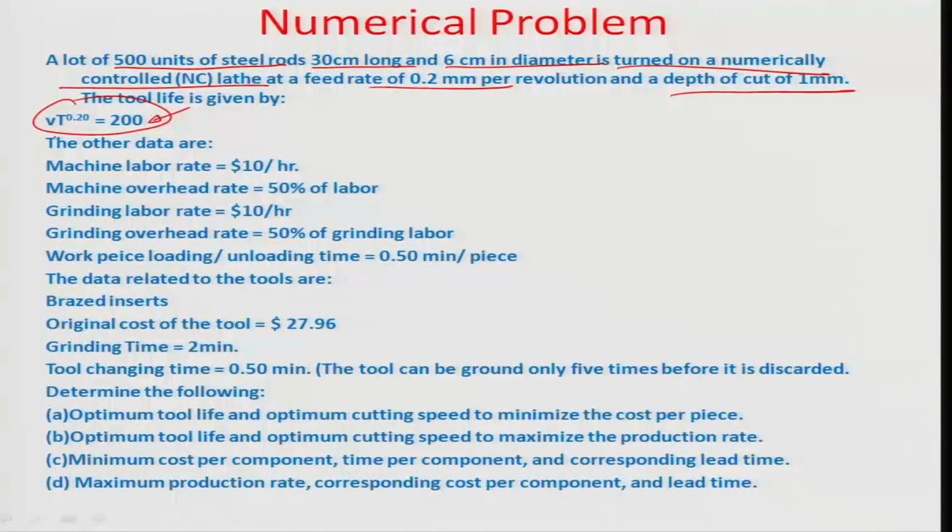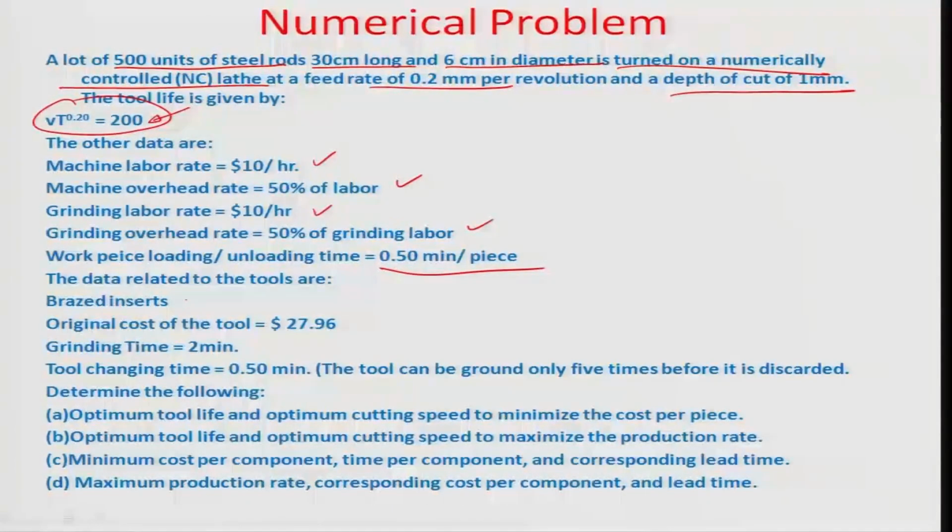The other data given here is that the machine labor rate is about 10 units of currency per hour. Machine overhead rate is 50% of the labor rate. Again, the grinding labor rate is similar, 10 units of currency per hour, and the machine overhead rate is about 50% of the grinding labor. The workpiece loading and unloading time is given as 0.50 minutes per piece, and all the data related to the tools are provided.